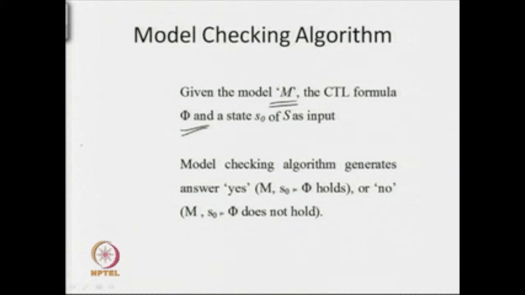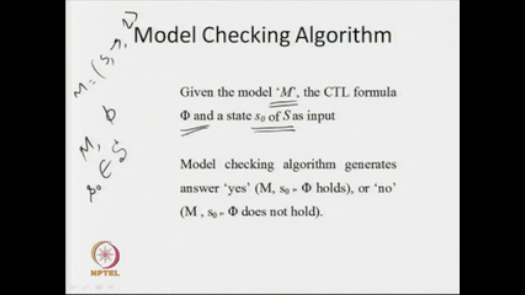So, we are having a model M, we are having a CTL formula phi, and along with that we are having a state S of S. That means we are going to look for any state S0 which belongs to the set of states S of this particular model, because model M is basically defined by its set of states, transition function and labeling function. Okay, so this is the critical part.